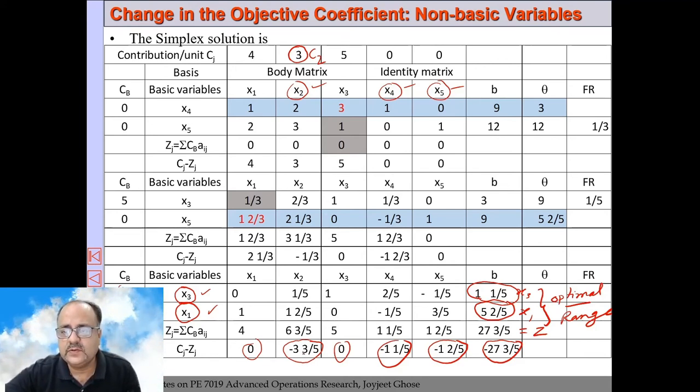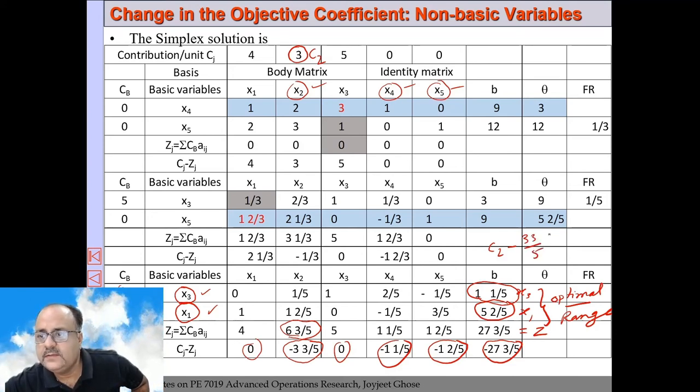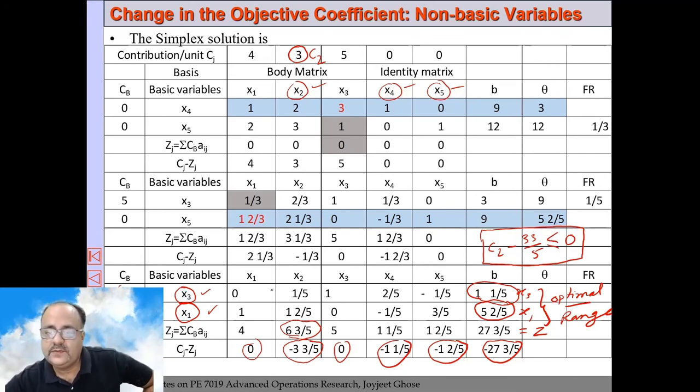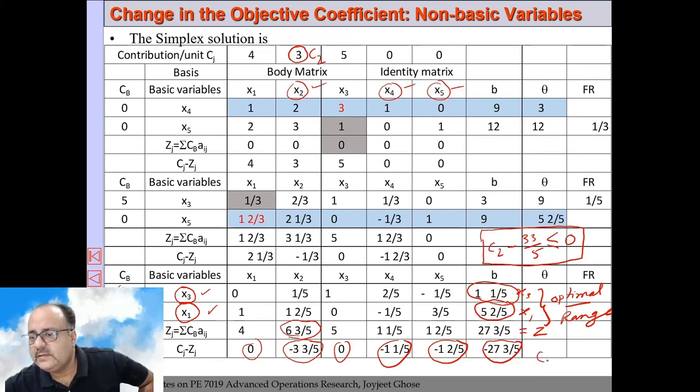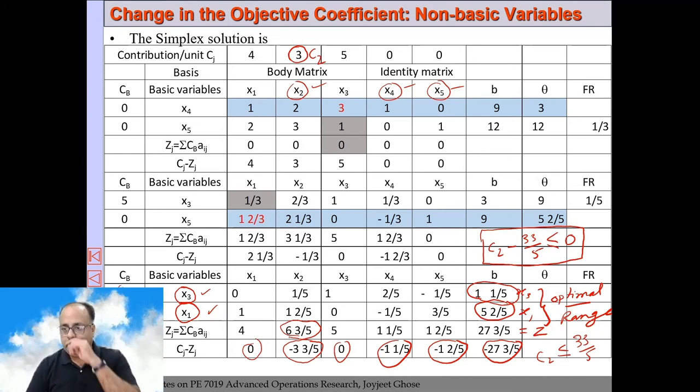So I am interested in finding out this one. If Z2 is this one, it's 33 by 5, so C2 minus Z2 will be C2 minus 33 by 5. This should be less than or equal to 0. The solution will remain optimal as long as this is valid. If this is less than or equal to 0, then everything else is less than or equal to 0, so the solution is optimal. This basically means C2 should be less than or equal to 33 by 5. This solution will remain optimal when the value of C2 is less than or equal to 33 by 5.